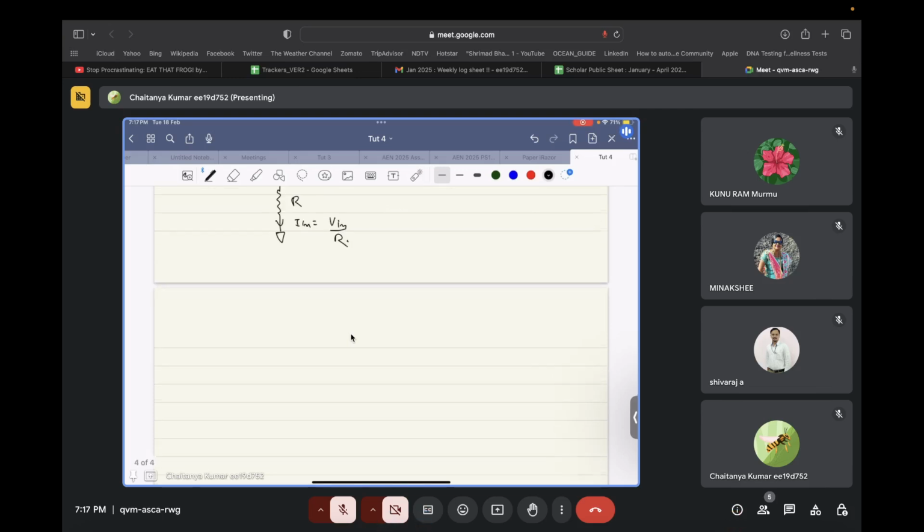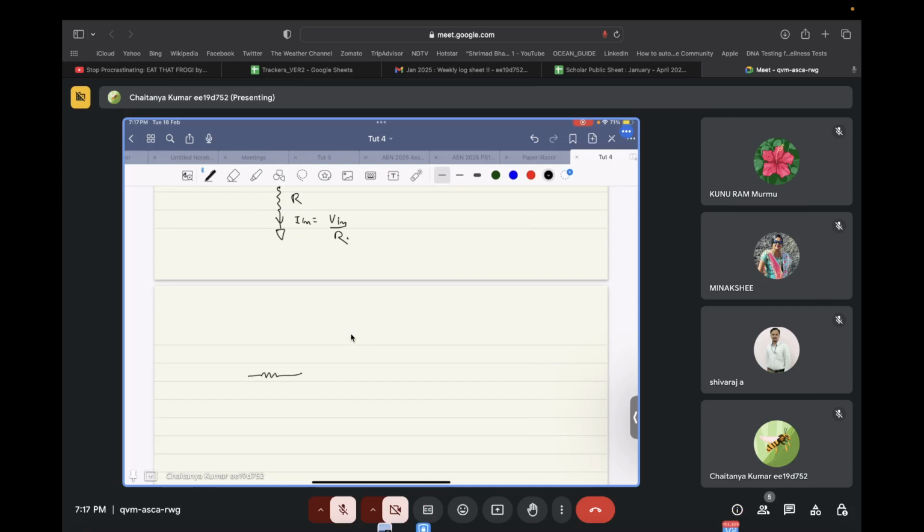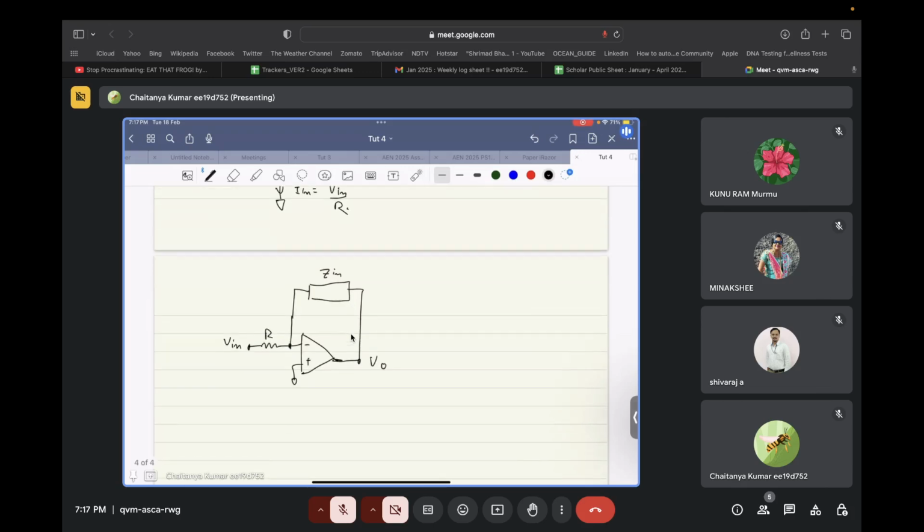So let's say we have this circuit over here, we have R over here, we give an input of V in to this, and then we have some impedance Z in, and we take the output over here. So this is a classic inverting amplifier, right? And what will be the gain from V out to V in? That will be equal to minus Z in by R, correct?